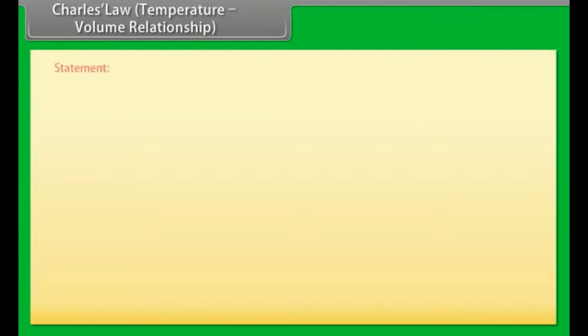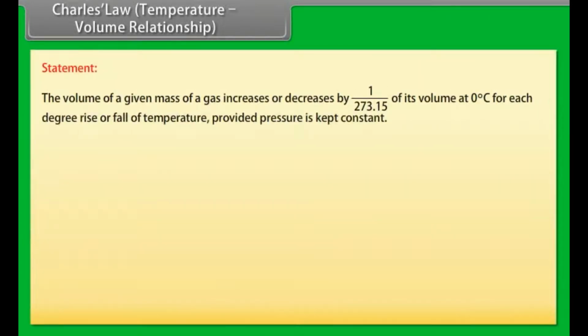Charles' law. Temperature-volume relationship. Statement. The volume of a given mass of a gas increases or decreases by 1 by 273.15 of its volume at 0 degrees Celsius for each degree rise or fall of temperature, provided pressure is kept constant.